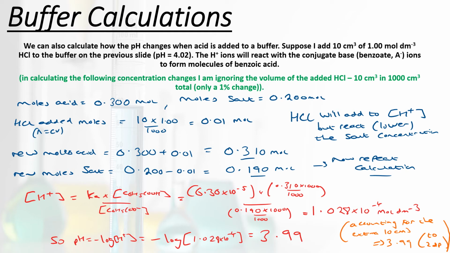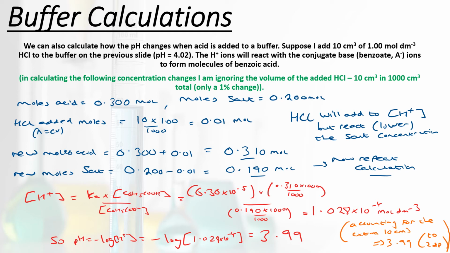Now, in the following calculation, I'm going to ignore the volume of the HCl that's been added. Remember, the total volume is 1,000 centimetres cubed from the previous question. By adding in 10 centimetres cubed, it's only a 1% change. It's a reasonable assumption to be able to ignore that. Also remember from the previous slide that at equilibrium, when this buffer is formed, we have 0.3 moles of acid and 0.2 moles of salt.